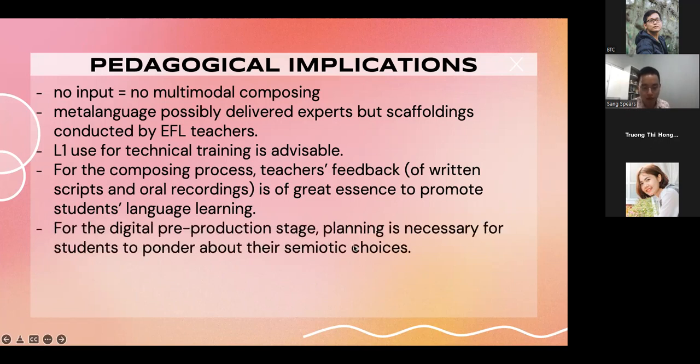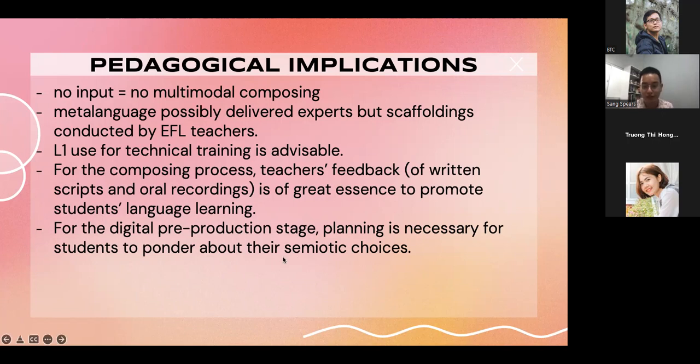For the digital pre-production stage, before they really compose the multimodal output, they need to plan something, because some students just randomly go to the internet and select some image so they can put it into the magazine, or into their poster, for example. It wouldn't be the final goal of multimodal composing, because multimodal composing is to be able to develop different literacies. So besides language competence, they need to know about visual literacy, for example. They need to be able to sense the aesthetic parts of the image. So they need to be critical in selecting the image and the music for the multimodal output as well.